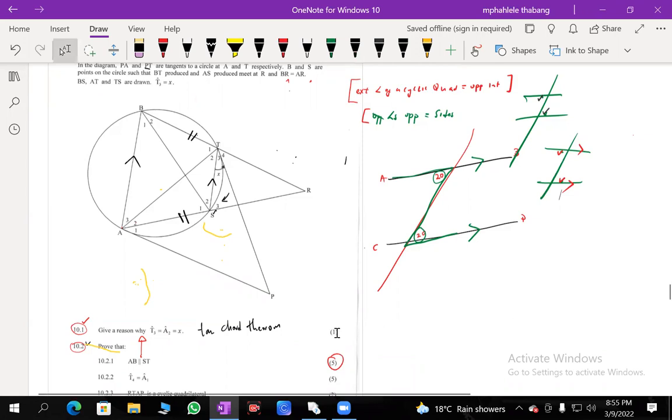Okay, prove that T4 equals A1. Can you guys try to prove that angle T4 is equal to angle A1? Can you try it? 5 marks, you still need to work again. Can you try to prove that angle A1 is equal to angle T4?